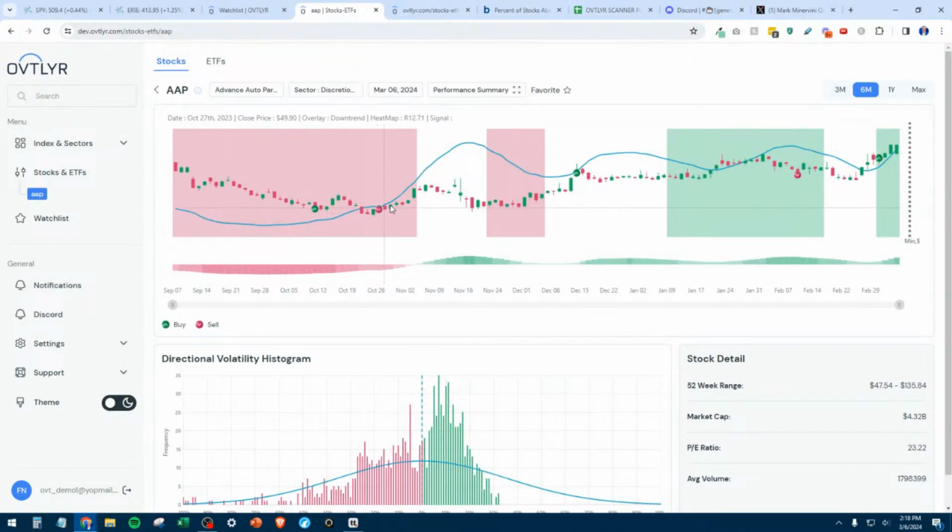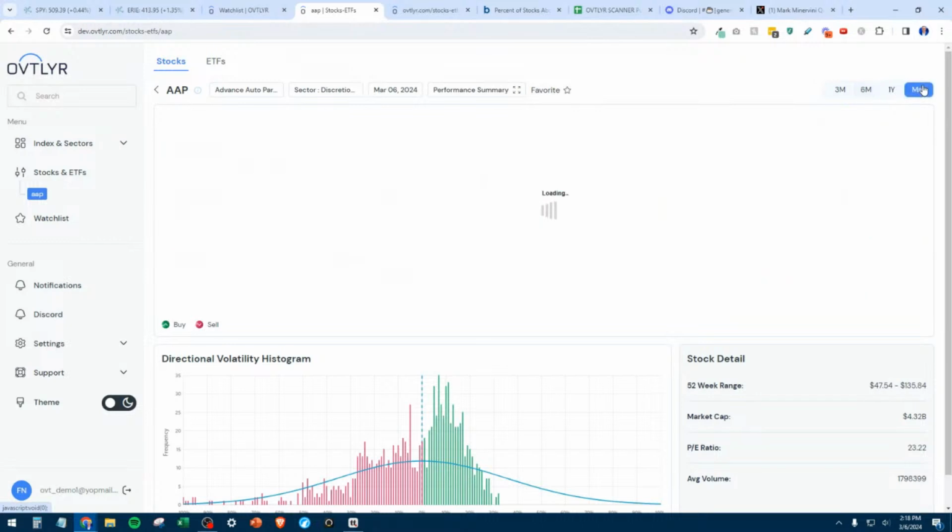Additionally, this blue line is probably the most important indicator. That is the price trajectory oscillator. Basically, the buy and sell signals key off of whether the price trajectory oscillator is moving up or down, and how it looks with the behavioral heat map and with the bullish and bearish overlays.